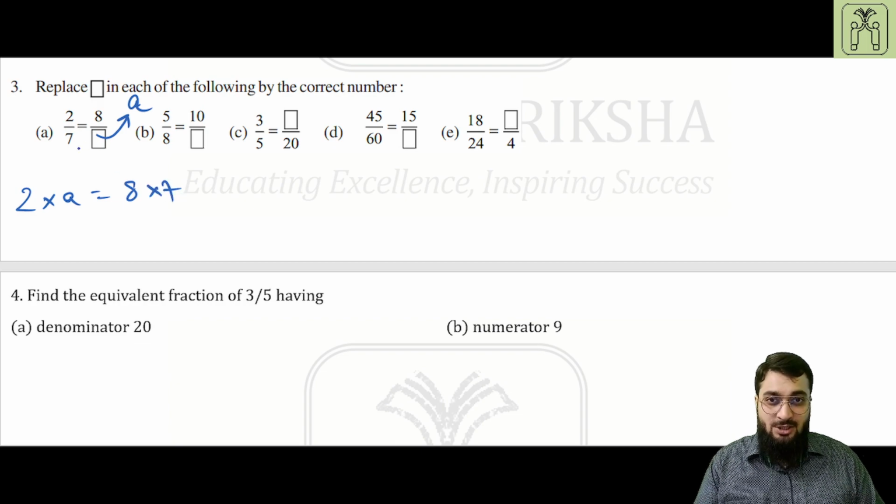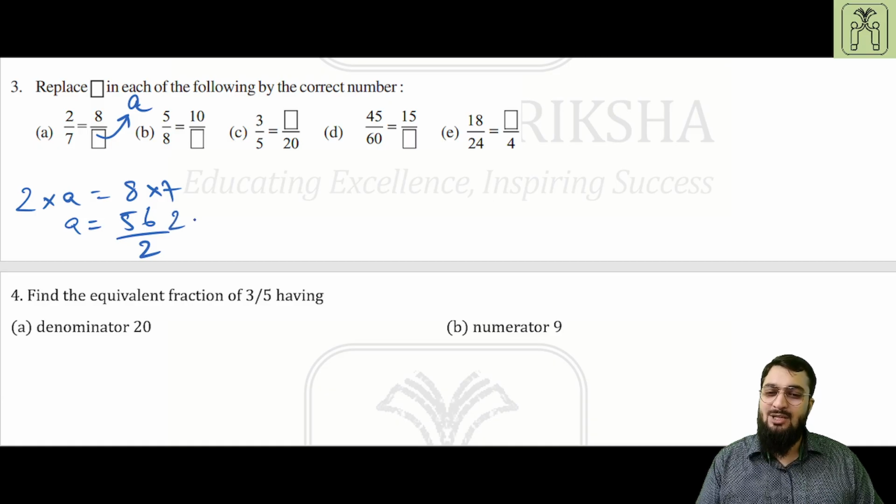Using the cross multiplication method, 2 into a, because the RHS denominator will go to the LHS numerator in the multiplication, and the 7, the denominator on the LHS, will go to the RHS numerator in multiplication. So 2a will be equal to 8 into 7, that is 56. So a will be equal to 56 upon 2, that will give you the answer. 2 fours are 8, so a will be 28.